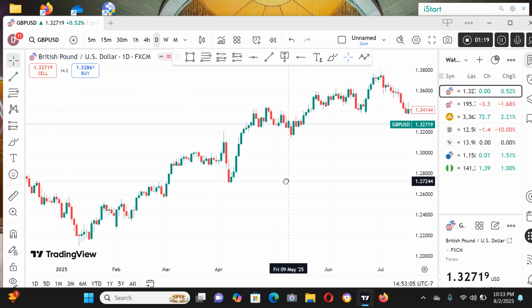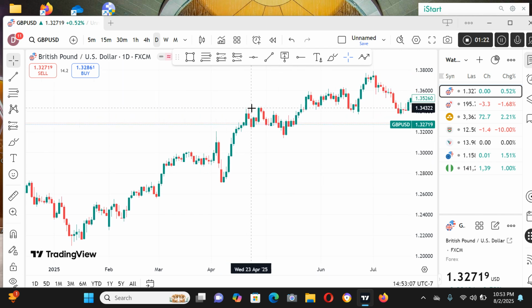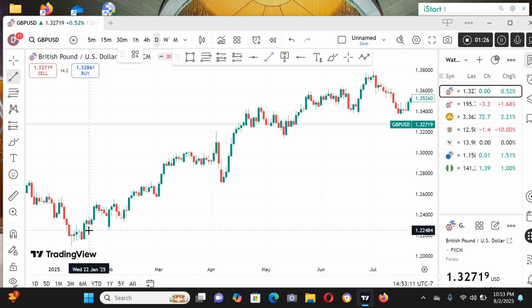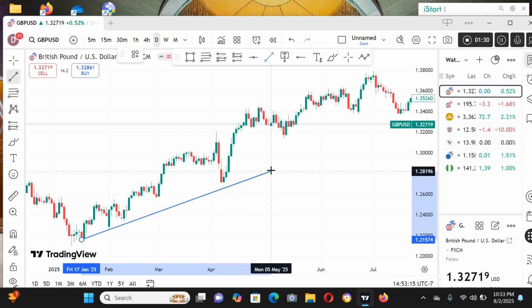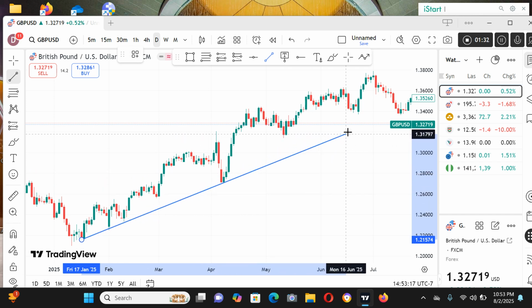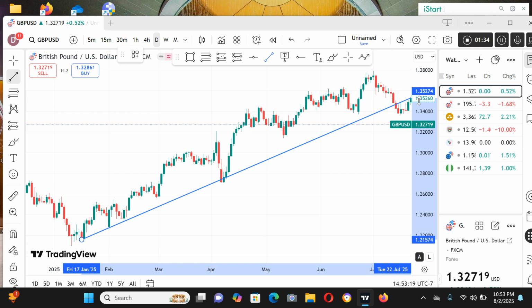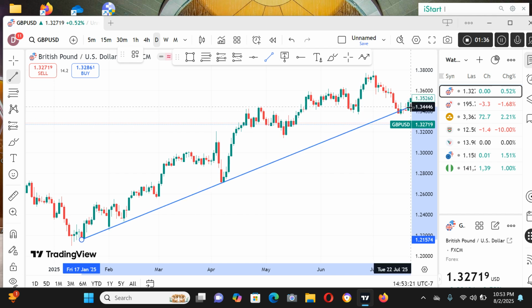But then let's validate our claim by drawing this trend line. This is the origin of the trend. All we need is two troughs in order to draw this trend line on the daily time frame.